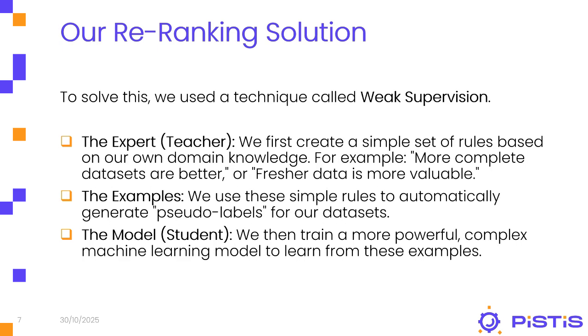To solve this, we used a technique called weak supervision. Here's how it works. First, we, the experts or teachers, create a simple set of rules based on our own domain knowledge. For example, a rule might be more complete datasets are better, or fresher data is more valuable. Then we use these simple rules to automatically generate pseudo-labels for all of our datasets. Finally, we train a powerful, complex student model, a machine learning model, to learn from these thousands of automatically generated examples.